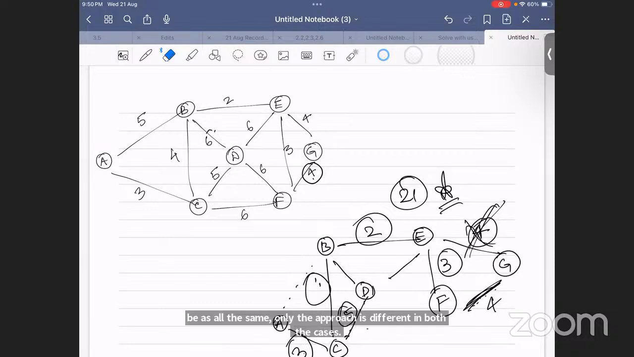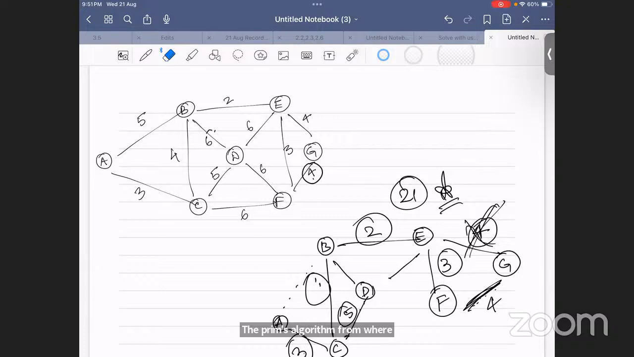Sir, in Prim's algorithm, from where do we have to start? There also you start wherever you get the minimum weight, like you'll start with B. But you won't be jumping directly to AC in that case. You'll take out all the edges connected to those vertices, and whichever is the minimum, you'll start with that. Okay, sir. Thank you.